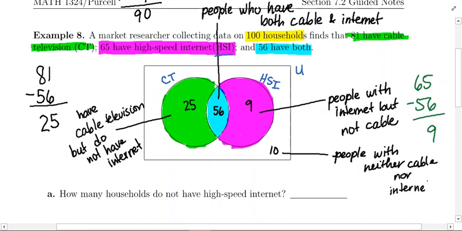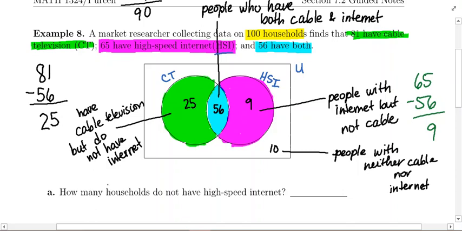Okay, so now the Venn diagram is complete. If you added up all these numbers, it should add to 100. So now this is going to make it really easy to answer our questions that follow. How many households do not have high-speed internet?